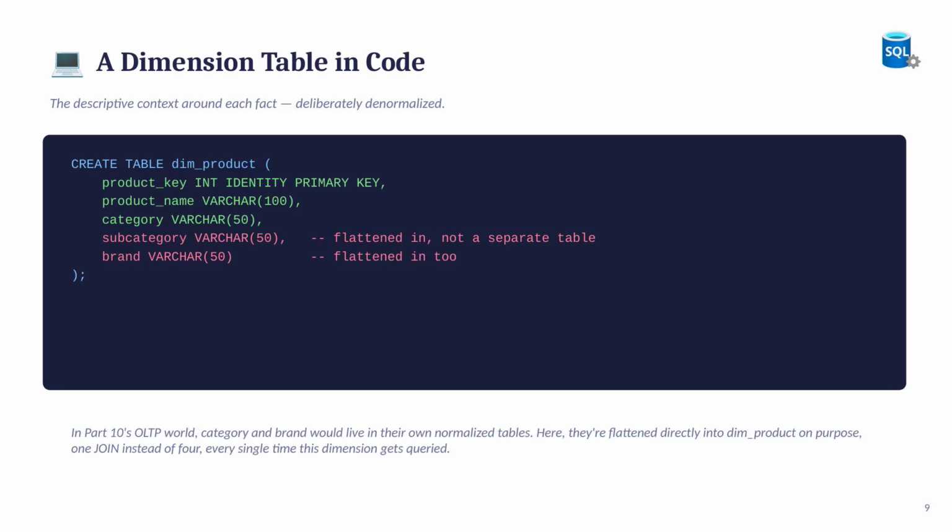This is really the central idea of the entire star schema approach. Pay a small, deliberate storage cost, a little repeated text across dimension rows, in exchange for a query shape that's dramatically simpler and faster for the kind of large-scale aggregation reporting genuinely needs.